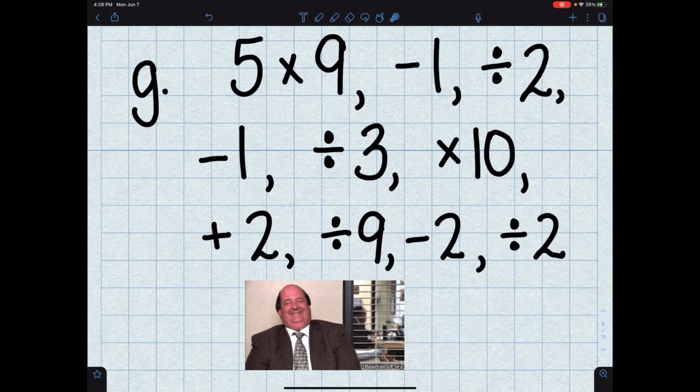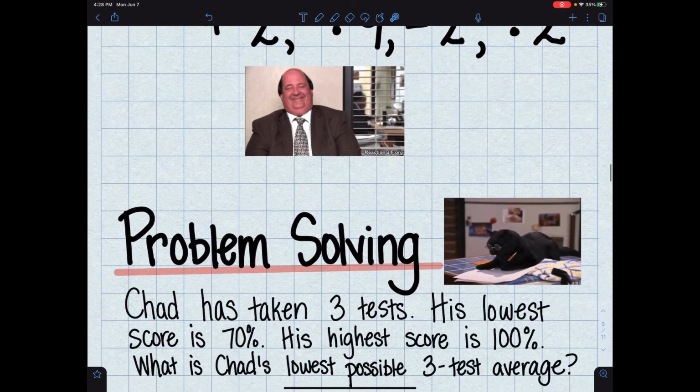We're going to start with the number 5 times 9. Then subtract 1. Divide by 2. Subtract 1. Divide by 3. Multiply by 10. Add 2. Divide by 9. Subtract 2. Divide by 2. I know I went really fast on that one, so if you need to skip back, do it, okay?